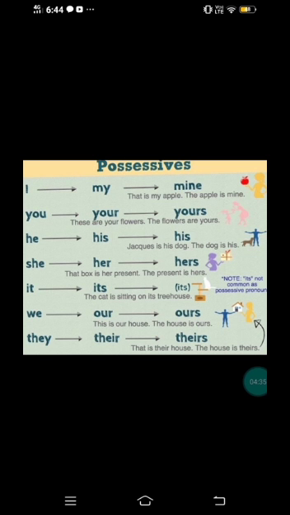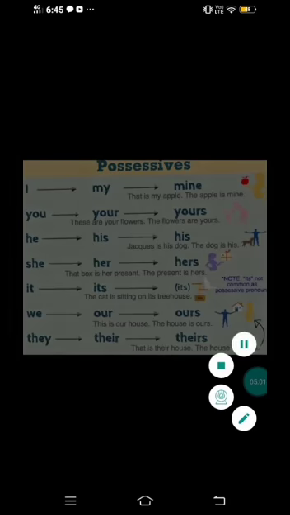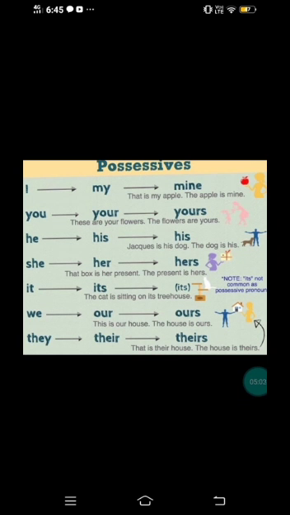They, third person plural. Their, that is their house. When we are talking about the third person plural, meaning a group of people, we are using this sentence. That is their house. We are saying that that house belongs to them. So the words my, your, his, her, its, our, their tell us about the possessive adjectives.